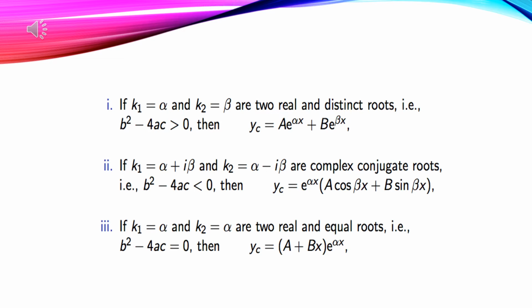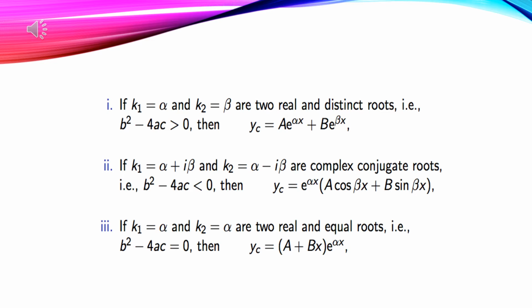When solving the quadratic equation for k, if the discriminant is greater than 0, then the general complementary solution becomes yc is equal to a e to the alpha x plus b e to the beta x. And if the discriminant is less than 0, then yc is equal to e to the alpha x bracket a cos beta x plus b sine beta x, close brackets. And if the discriminant is equal to 0, then yc is equal to brackets a plus bx bracket e to the alpha x.